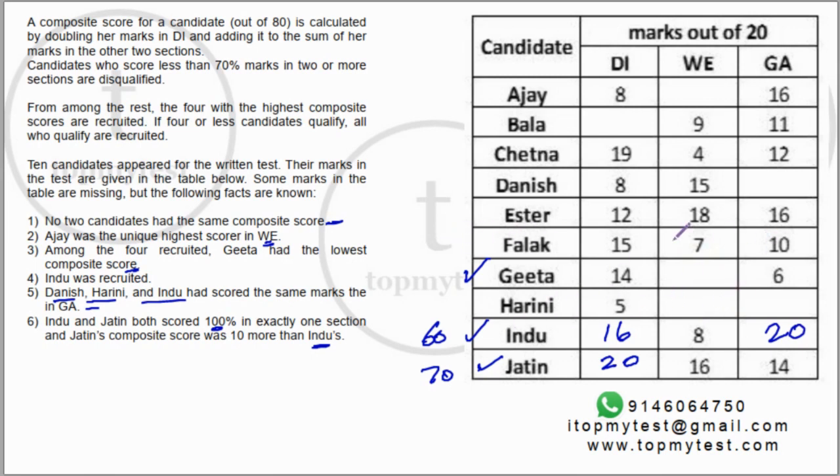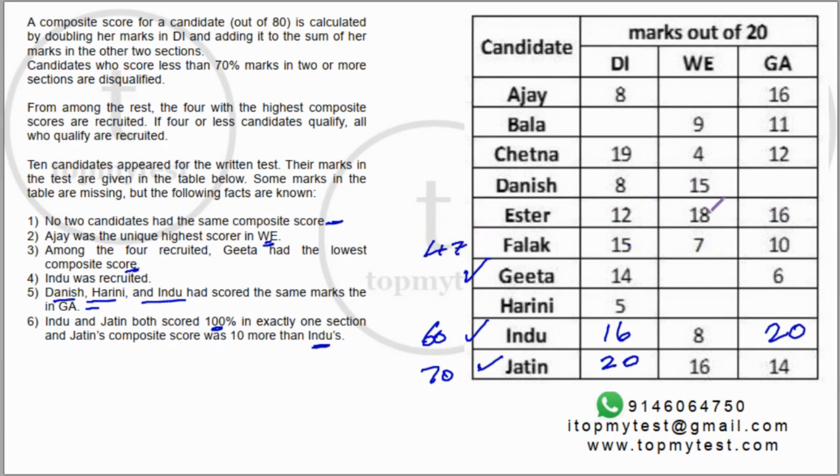We can also score Falak and Esther's marks, and also calculate Chetna's marks. Falak will be 30 plus 17, so this is 47.